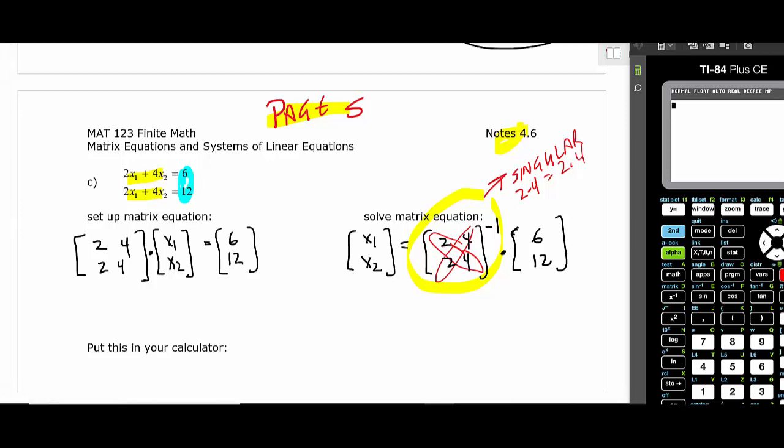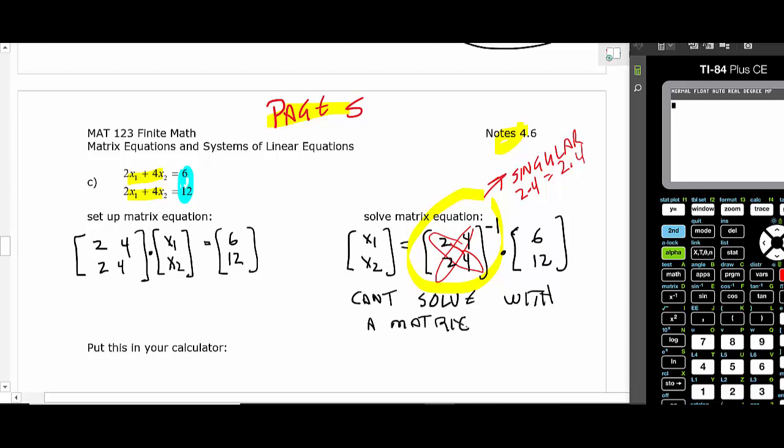Now that doesn't mean that we can't solve this problem. It just means we can't solve this problem with a matrix equation. So you want to write on there that you can't solve this problem with a matrix equation. So we're going to have to try something else, okay? If that inverse did exist, then we would just put that in our calculator and we get the answer, okay? And we did, I think, one of those last time. We'll still do a few more of those today.